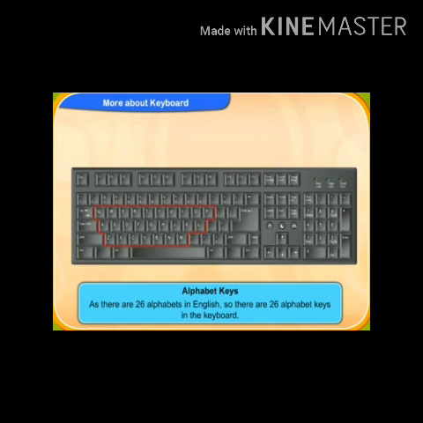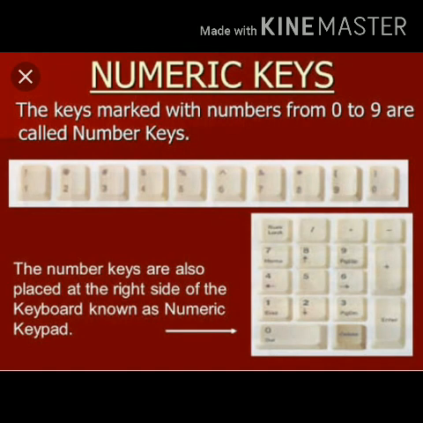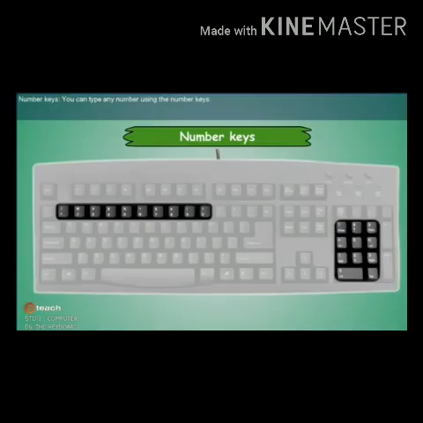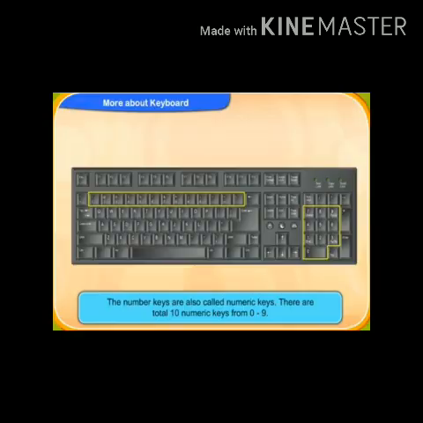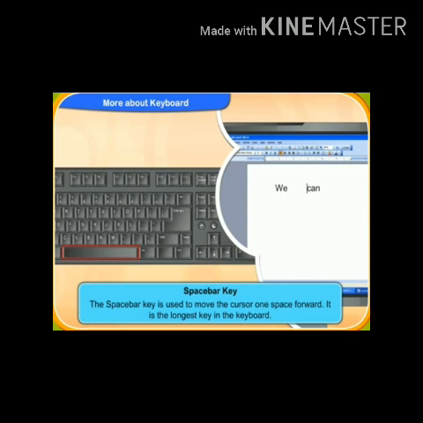Okay, next, number keys. The keys marked with numbers from 0 to 9 are called number keys and there are 10 number keys. These keys are also known as the numeric keypad. It is placed at the right side of the keyboard. Next, spacebar key. It is the longest key on the keyboard. It is used to give space between words and numbers.